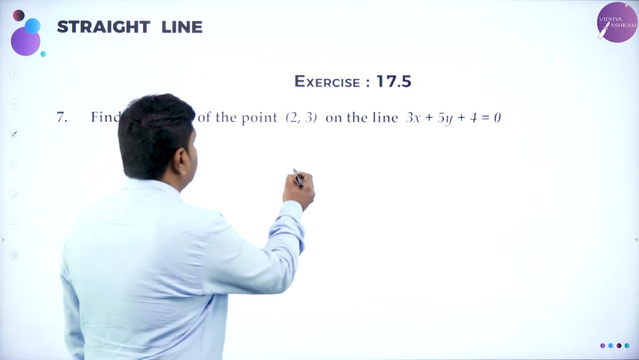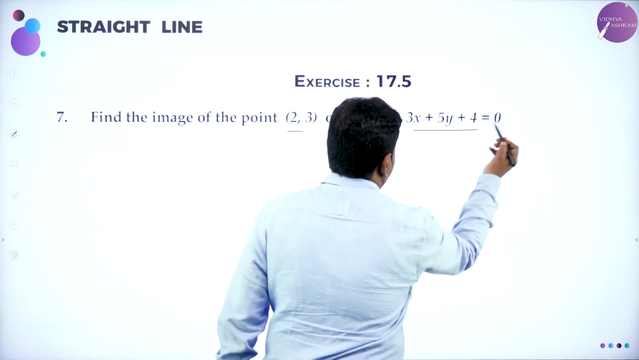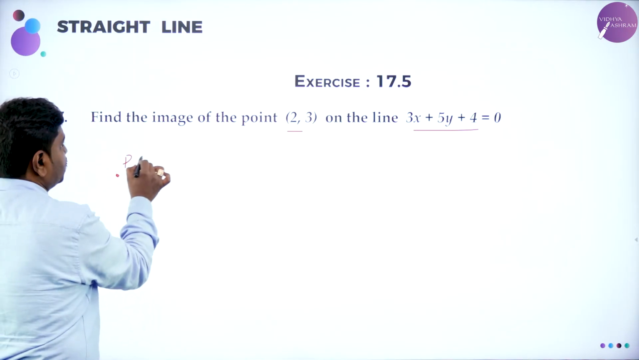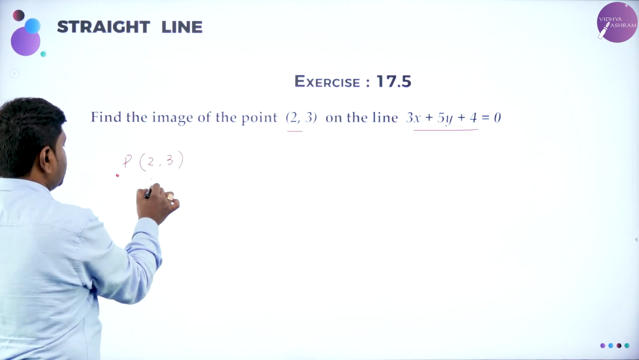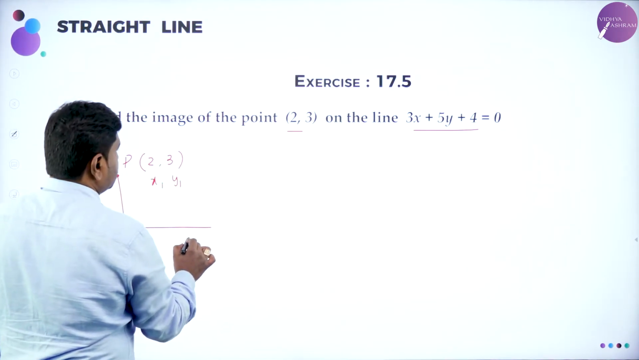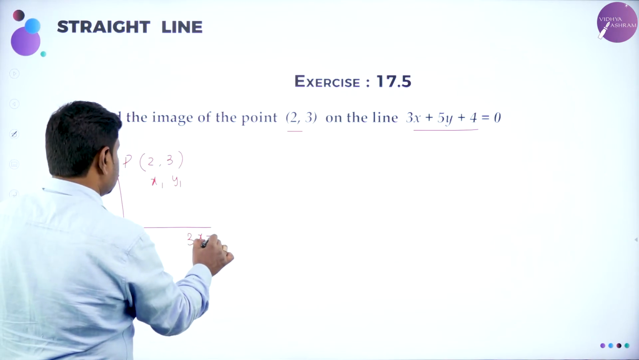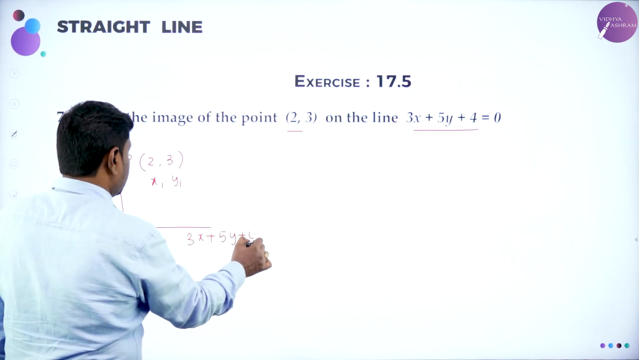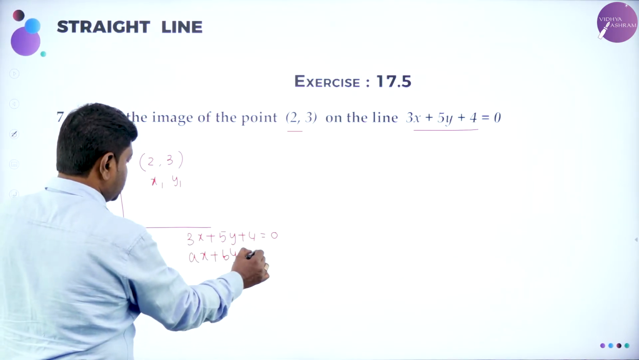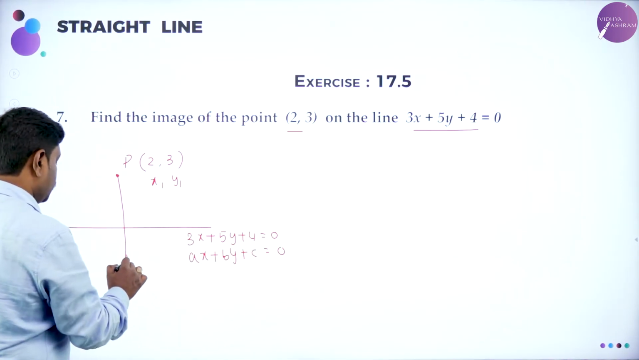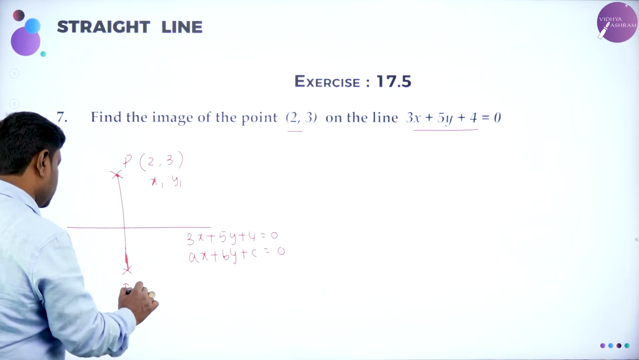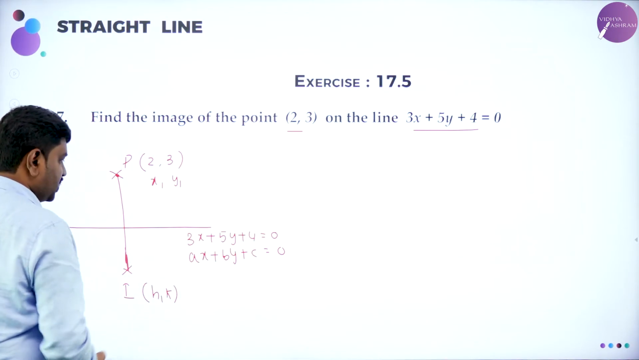Similarly, they want you to find the image of (2, 3) on this line. Again, same method. So the given point, what is the given point? (2, 3), we call this x1, y1. And the line, what is the line they gave? 3x plus 5y plus 4 equal to 0. We call this ax plus by plus c equal to 0. And we'll assume I to be the image. I is equal to (h, k) be the image.